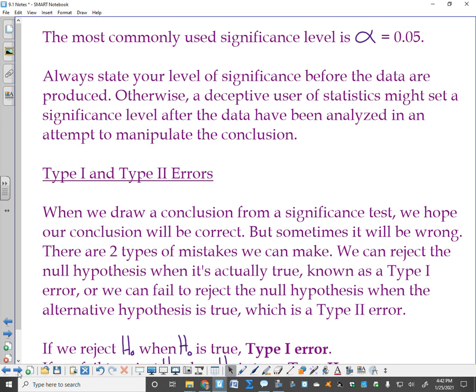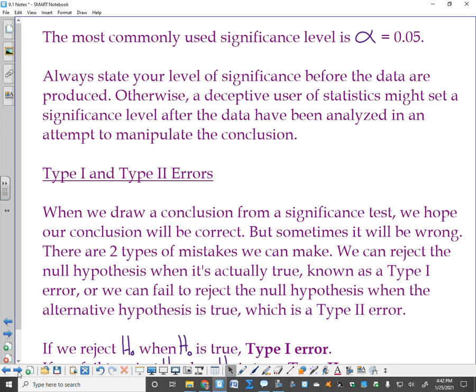Last thing we got to talk about are errors. Because you know that there are people who were innocent who were found guilty. You also know that there were people who were not innocent who were not found guilty. So we have errors here.